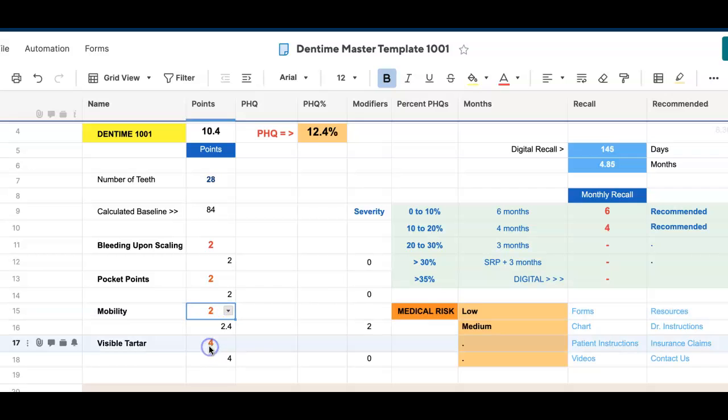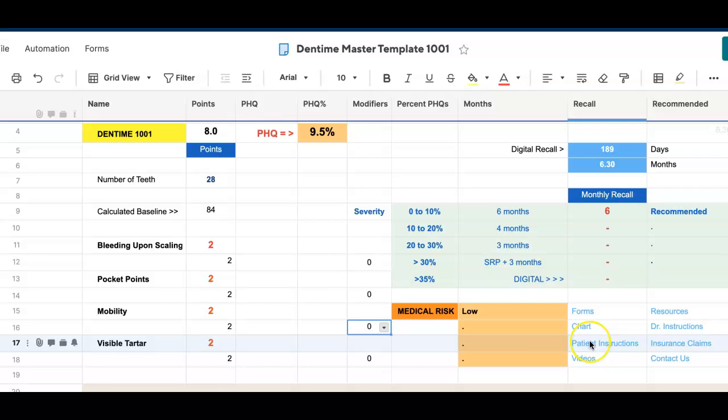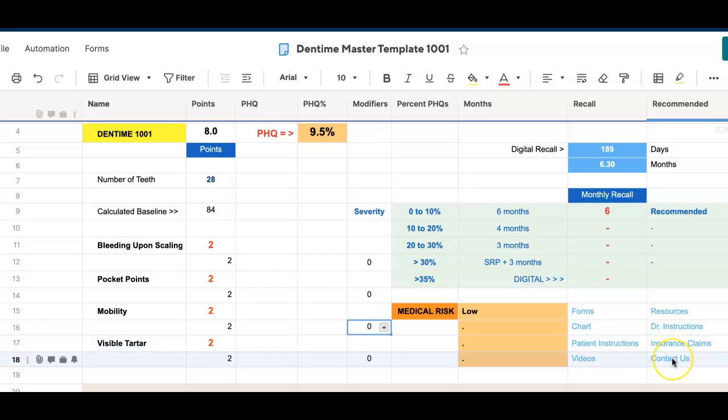Maybe their pocketing is going to stay at 2 because these structural changes take a while to change. Here we are at 2 again, and let's say their visible tartar is 2, and with 28 teeth, we're back to 10.0. Why is that 10.0? I see, because I didn't change this back to 0. 9.5. So that's a little dynamic demonstration of the dashboard. Over here in the actual dashboard are the forms that will be used, chart PDFs, patient instructions PDF, other videos, other resources for the doctor's office, written instructions on how to use this, the claim form information, and a way to contact us.